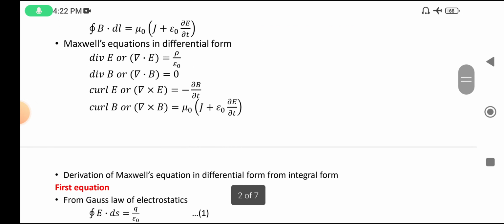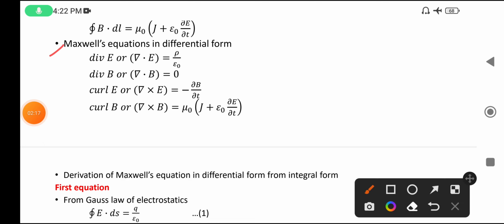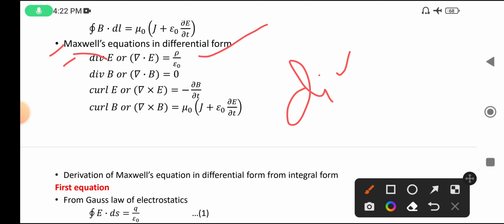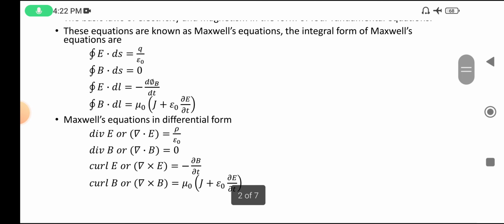And next, Maxwell's equations in differential form. Div or del dot E, where div means divergence, is equal to rho by epsilon naught. Divergence B, or del dot B, is equal to 0. Curl E, or del cross E, is equal to minus dou B by dou t. Curl B, or del cross B, is equal to mu naught into J plus epsilon naught into dou E by dou t. So these are the four differential and integral forms, and they are very important.